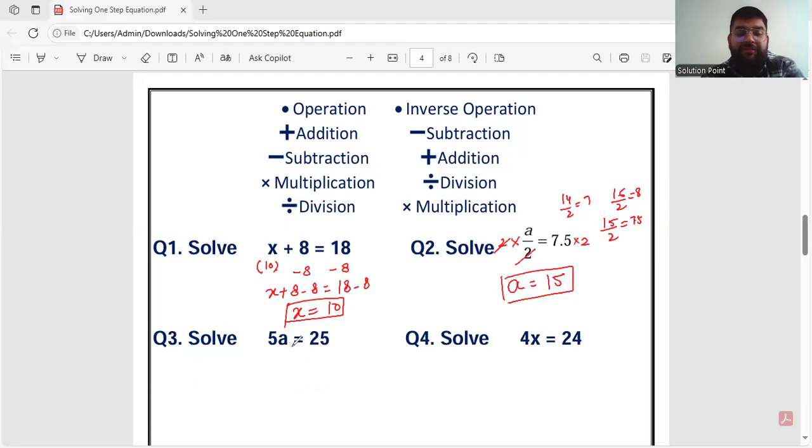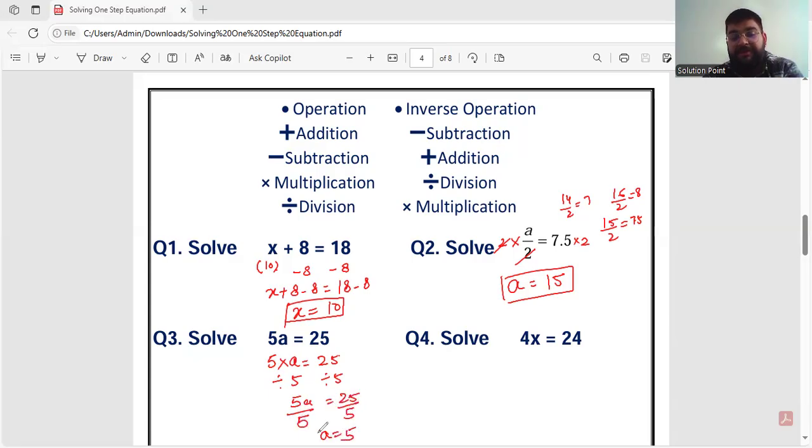Similarly, in the third question, we have 5a equals 25. This 5a means 5 times a, and this equals 25. Now we need to isolate this a. So we need to get rid of this 5 here. Since this is multiplication, the inverse operation will be division. So we need to divide by 5 on both sides. This will become 5a upon 5, and this will become 25 by 5.